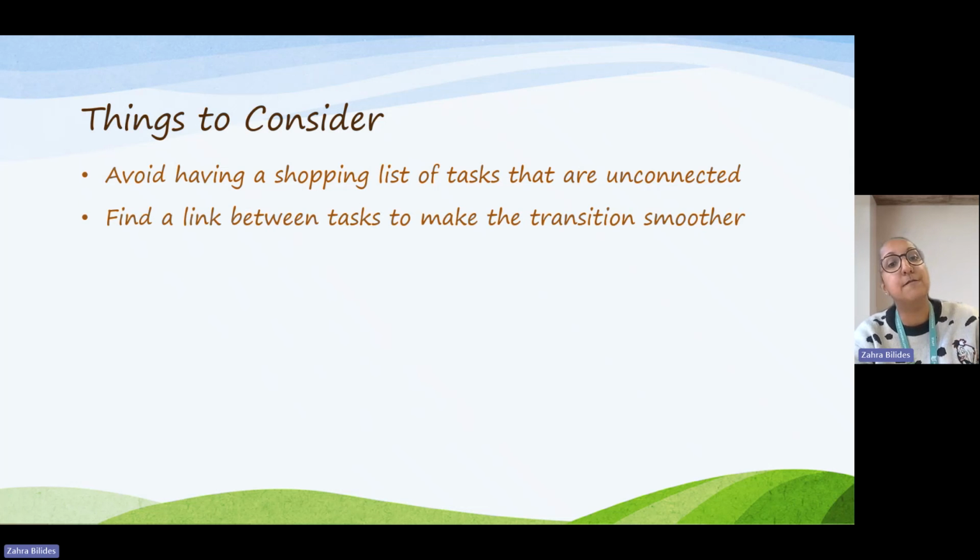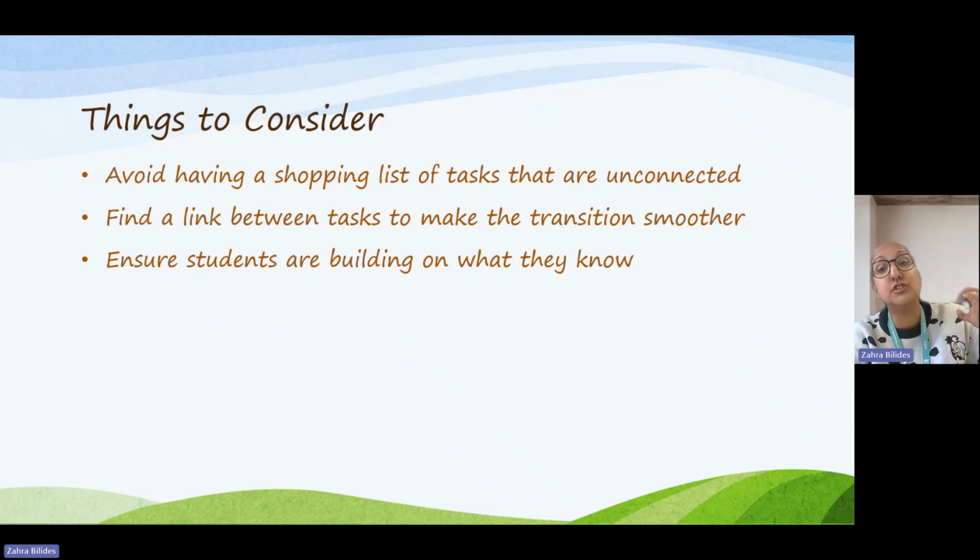It's really important to find a link between tasks in order to ensure that the transition between them is smoother and so that it makes sense to the learners, so they see the relevance of what is being done, and it's not disjointed. I was once observing a lesson where it wasn't clear and the learners commented on it. They were asking, why are we doing this? Well, I don't understand why we just did that when we're now doing this. It didn't make sense to them. Okay, they always need to see the purpose.